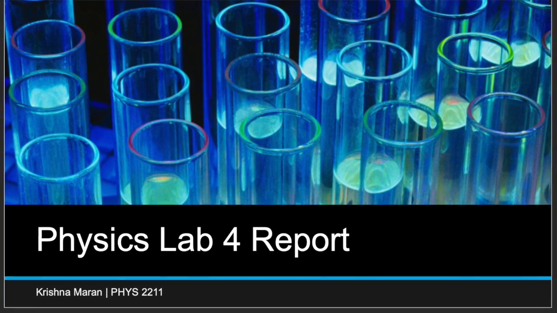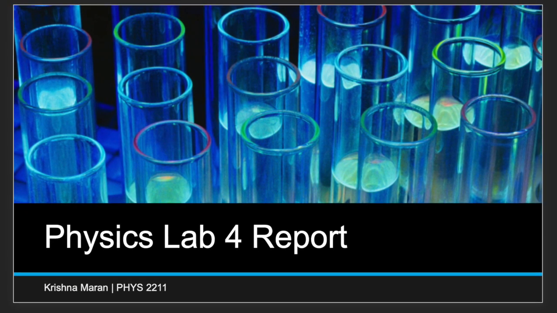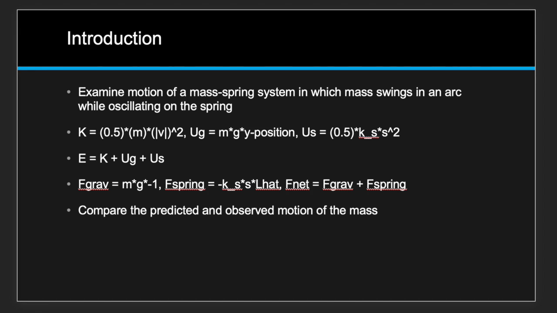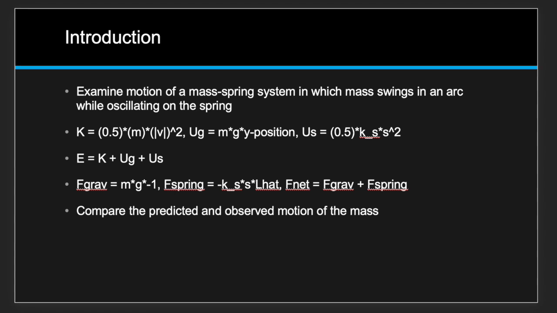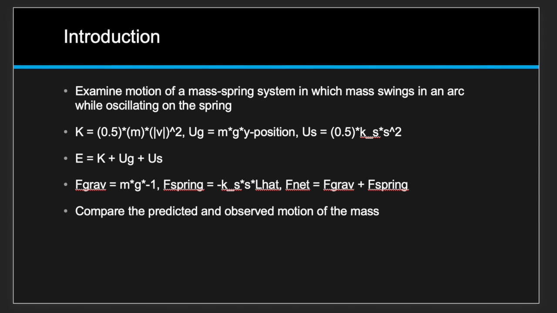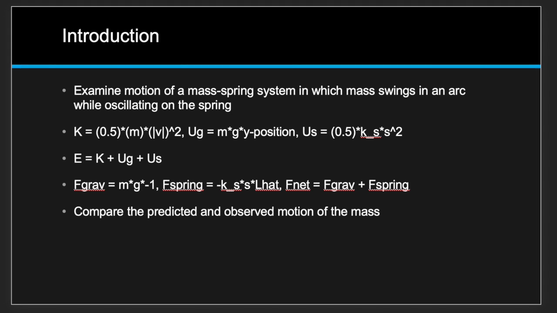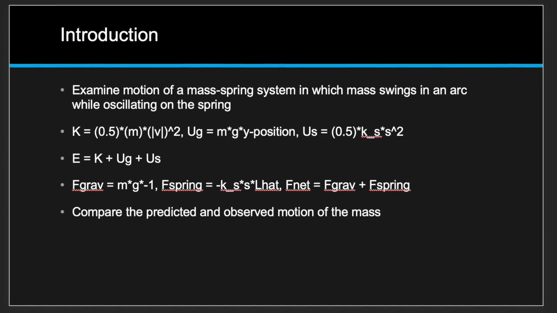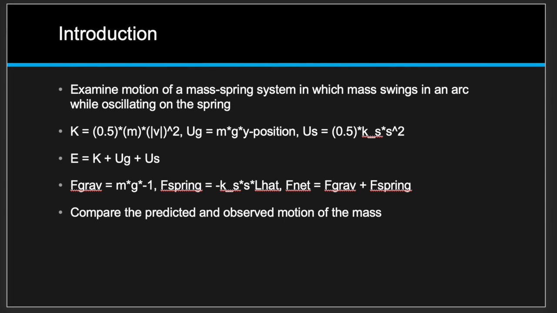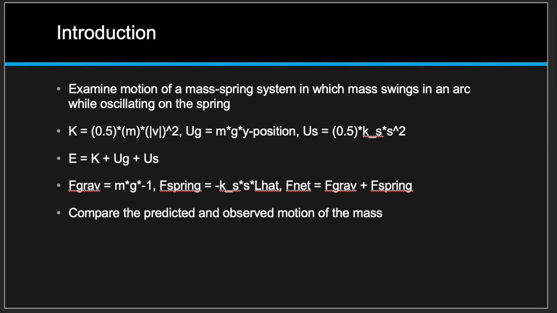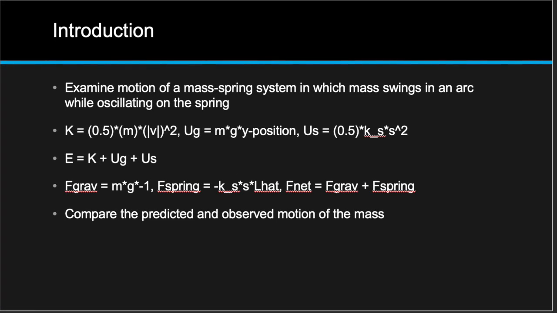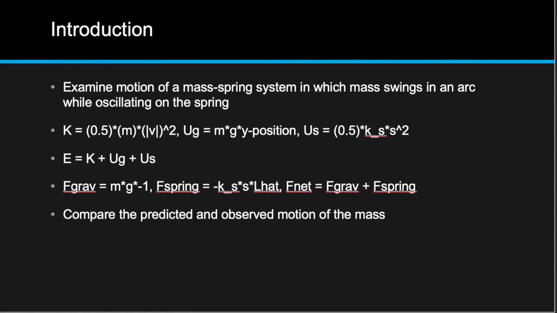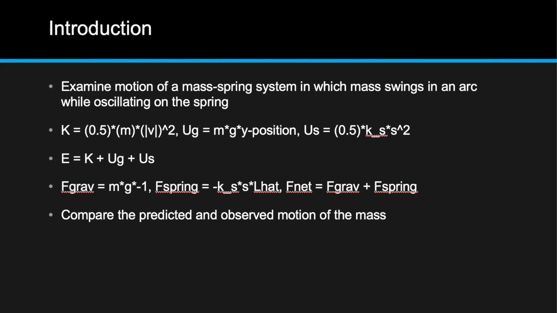So in this lab, we examined a spring and a mass system in which the mass swings in an arc while oscillating on a spring at the same time. The main equations we used for this were the kinetic energy, which is 1/2 mv squared, the gravitational potential energy, which is mass times gravity times the y position, and the spring potential energy, which is 1/2 times the k constant times s squared, where s is the length. And then the total energy is all three of those added together.